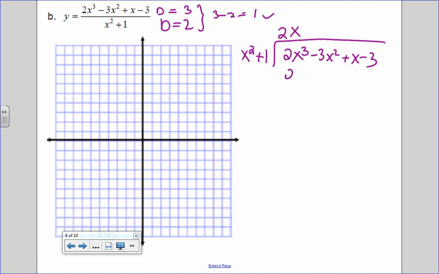2x times x squared, 2x cubed. 2x times 1 is 2x.